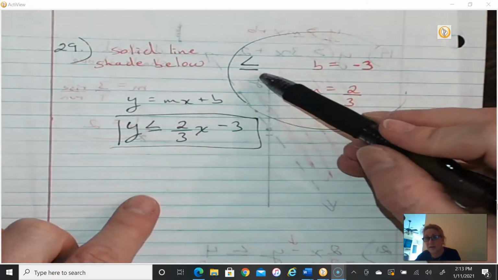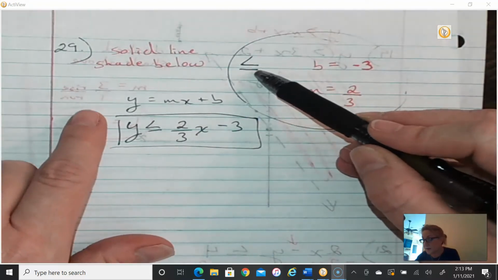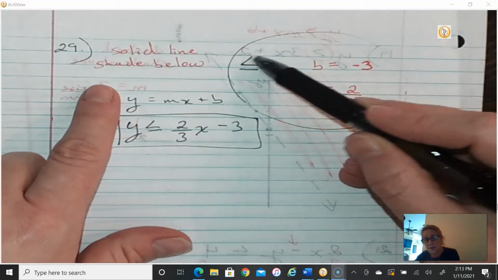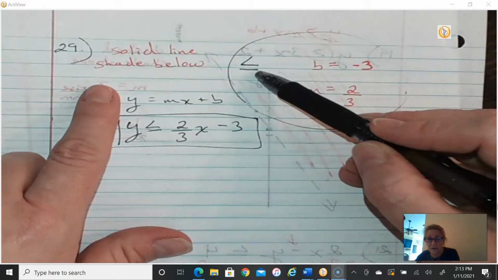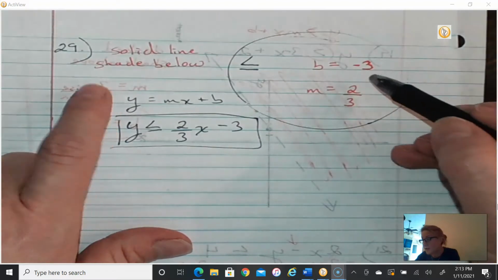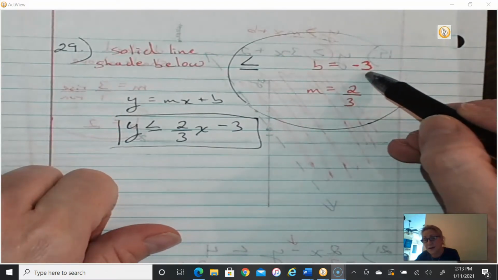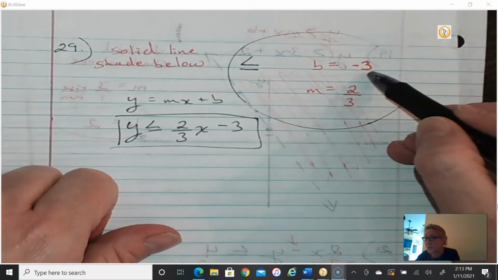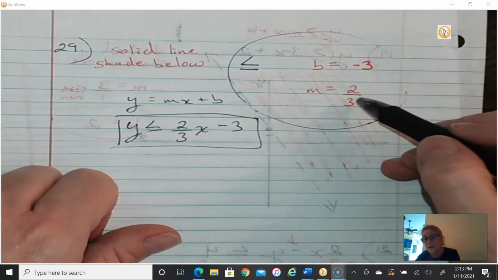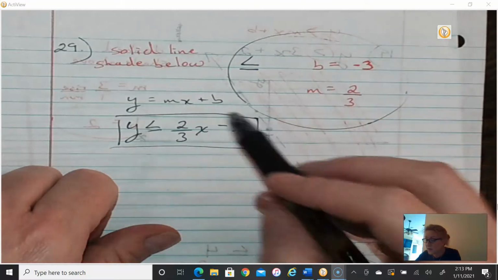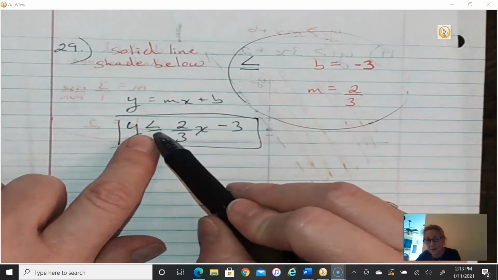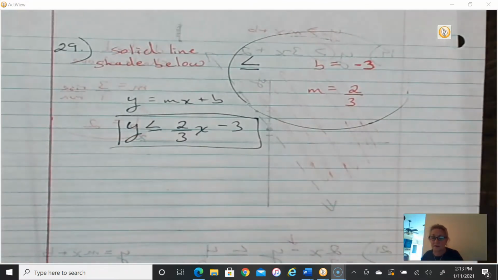If you need to rewind and play this again, you can. So we figured out that it was a solid line and shade below, so that's how we figured this out, by just looking at the graph. Then we looked at where the line crossed the y-axis, and that gave us our y-intercept, which is very important. And then from there, we could figure out our slope. So all you do is you plug it in. Plug in the inequality, the slope, and the y-intercept.